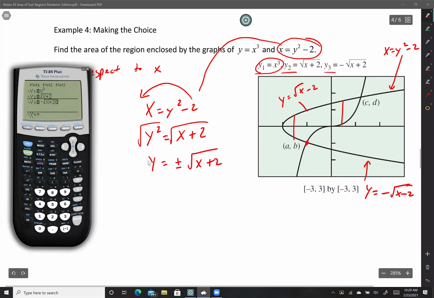I'm going to change my window to that window right there. Window, -3 to 3 on the x min, x max, x scale by 1, that's fine. Y min, -3 to 3. And I push graph.